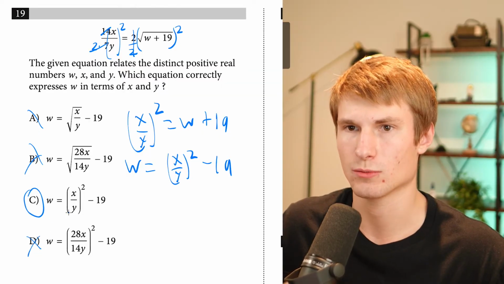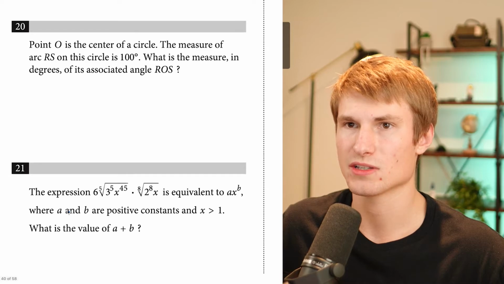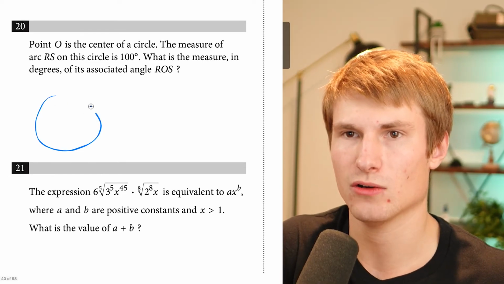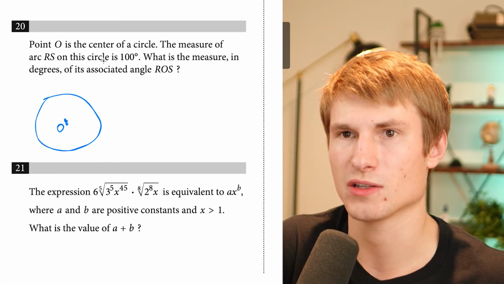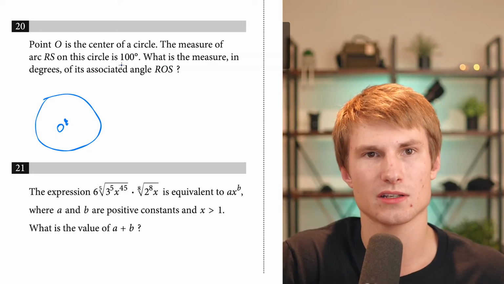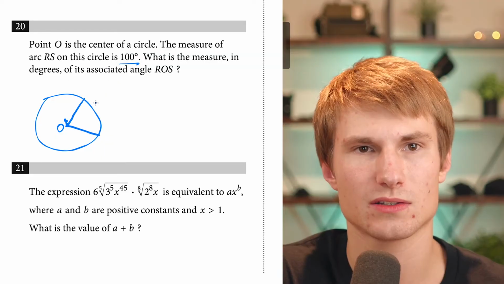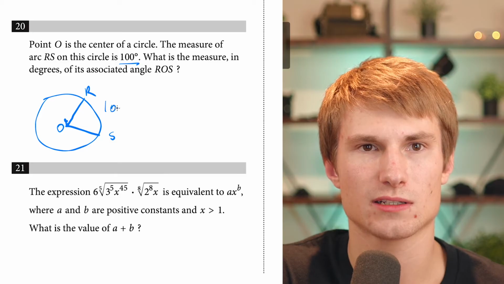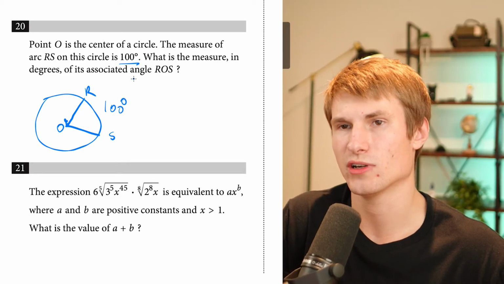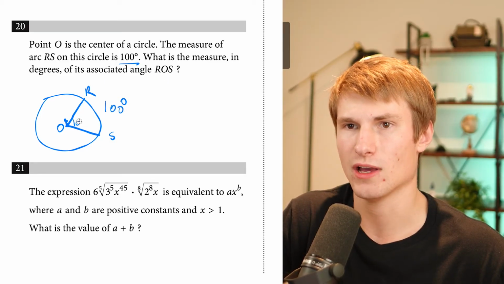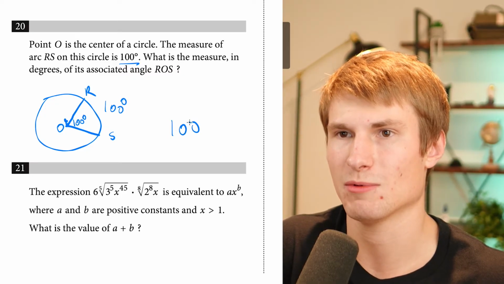We can move on to question number 20 now. We've got point O is the center of a circle, so I'll quickly draw that out. Anytime you have circles or triangles, try to draw them out. It's very helpful. The measure of arc RS on the circle is 100 degrees. That's the arc. What's the measure in degrees of its associated angle ROS? Well, that also must be 100 degrees, so our answer there would be 100.